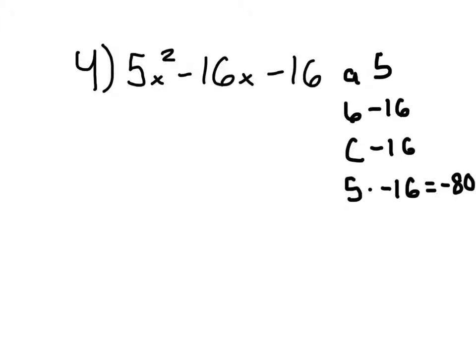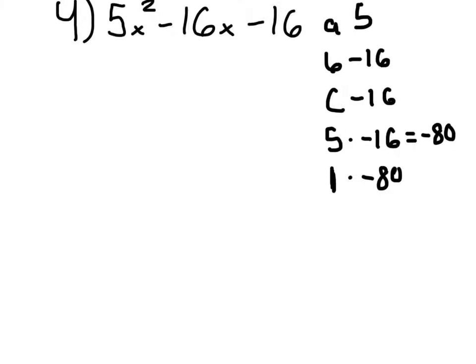Since this is negative 80 and is not positive, the rule is when the product of AC is negative, the larger number will take the sign of B, and the other number will be the opposite. So the larger number out of 5 and negative 16 will take the sign of B. Since 16 is the larger number, it's going to keep its negative, since it's going to be the same as B. So this side will be 1 times negative 80, and this side would be the negative. 1 times negative 80 is negative 80, but it doesn't add to negative 16. So we have to keep factoring.